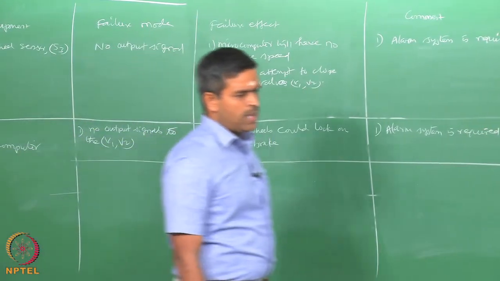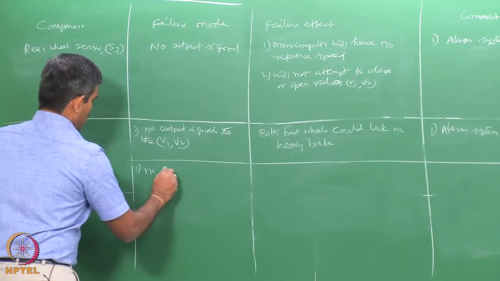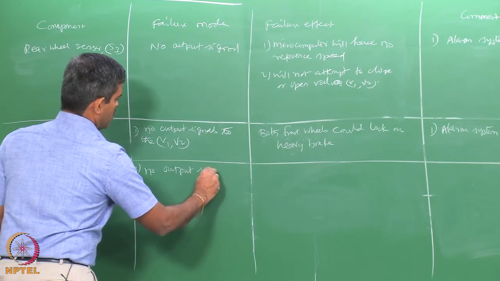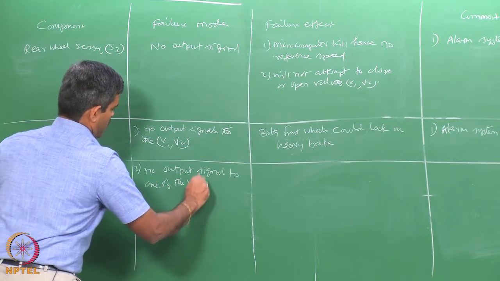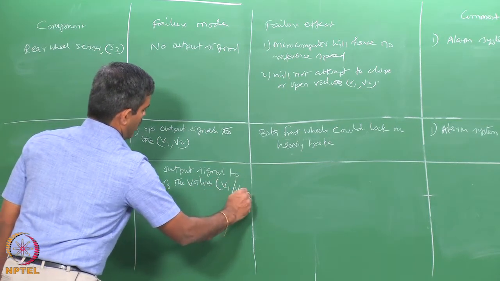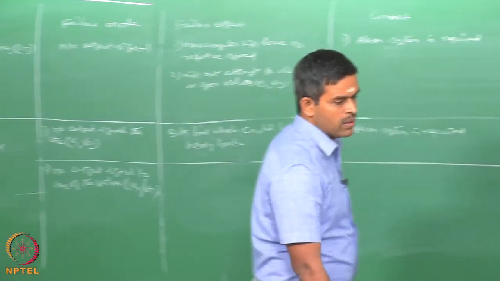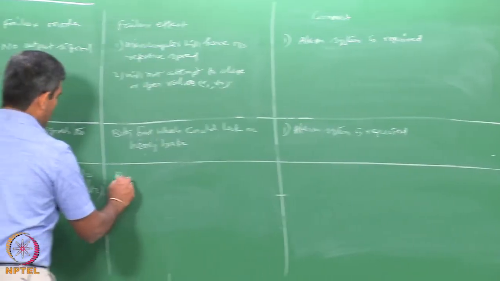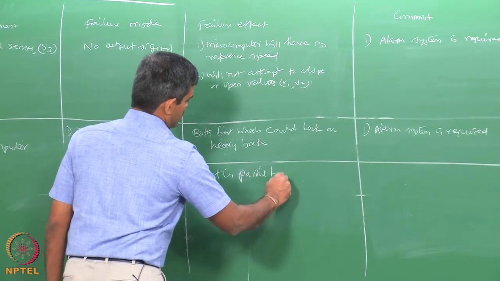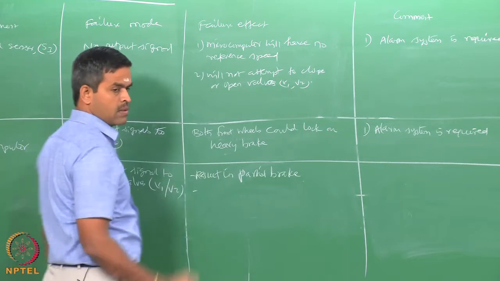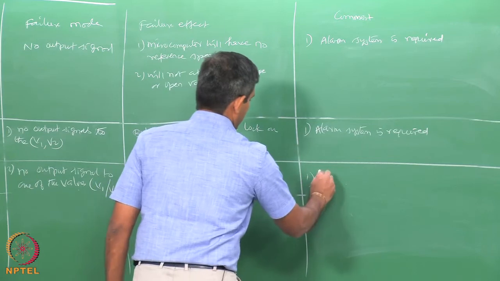The other failure mode could be no output signal to one of the valves, either V1 or V2, either one there is no supply, there is no signal to the valves. It will result in partial braking. Alarm system required.